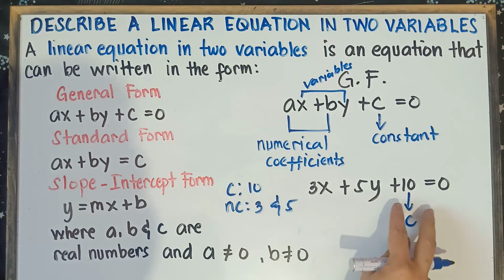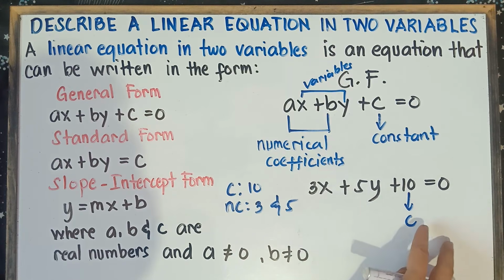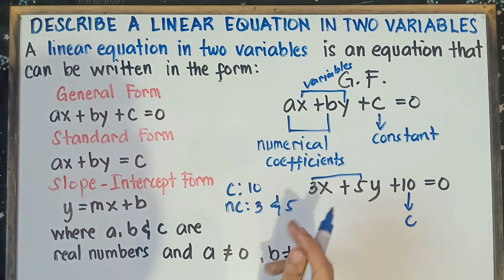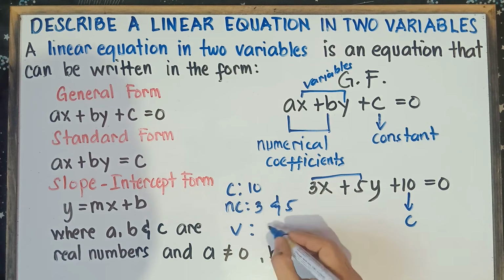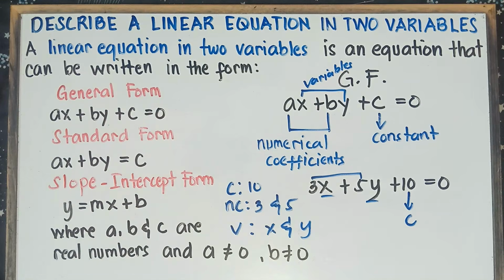You can never call 10 a numerical coefficient. It is the number alone without a variable, which we call the constant. The 3 and the 5 are the numerical coefficients. Now, where are the variables? That's correct, the variables are x and y, the letters.